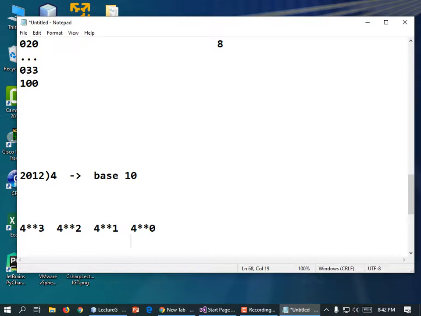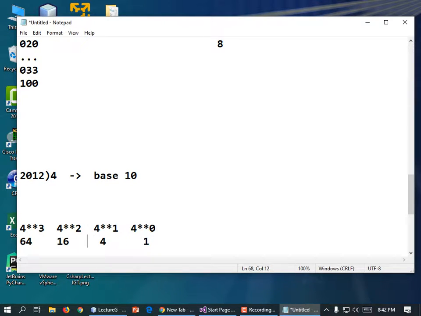4 to the power of 0, what is that? Anything to the power of 0 is, did I hear someone say it? 1, yep. And so 4 to the power of 1 is just 4. What is 4 squared? 4 times 4, somebody blurt it out. 16. Yep, and then 4 cubed would be 64.